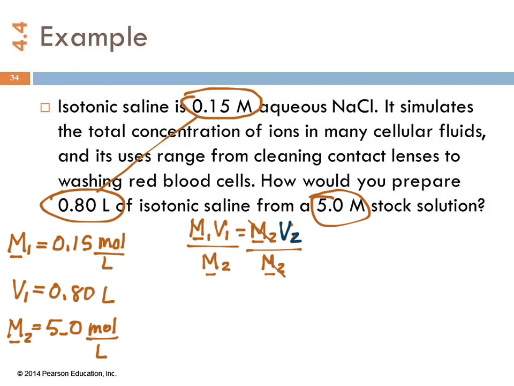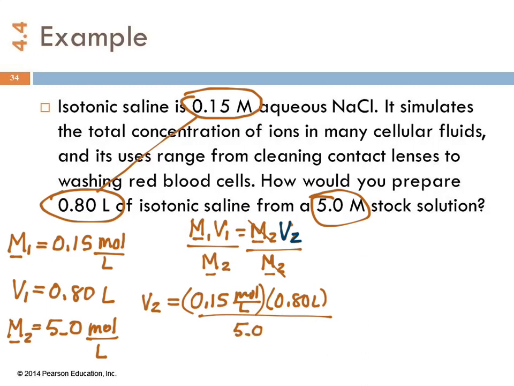So V2 is molarity 1, 0.15 moles per liter, times volume 1, 0.80 liters, divided by molarity 2, 5.0 moles per liter. Moles per liter and moles per liter cancel. 0.025? 0.024, yeah. So 0.024 liters.